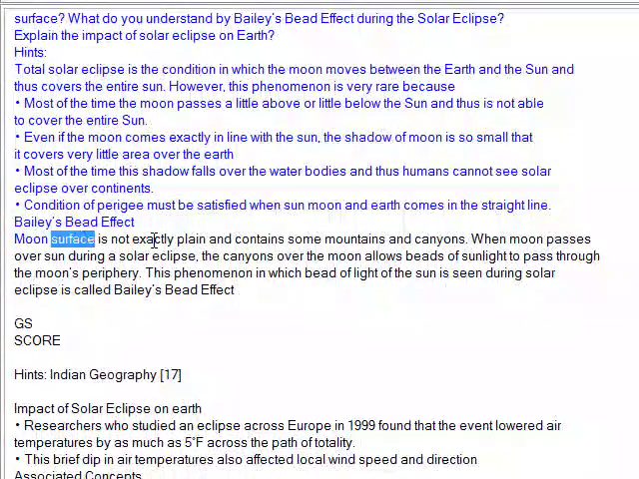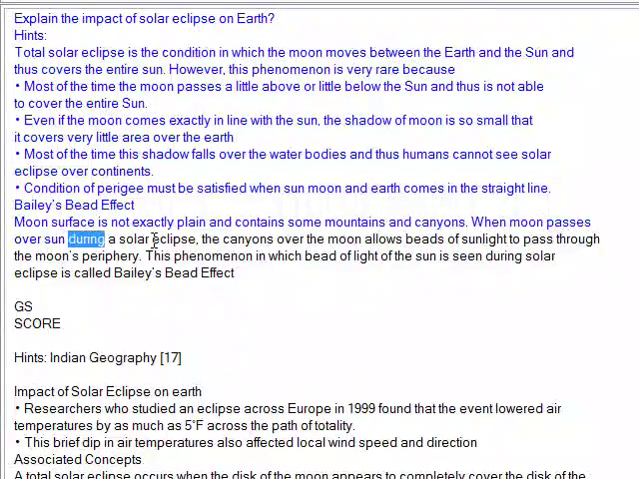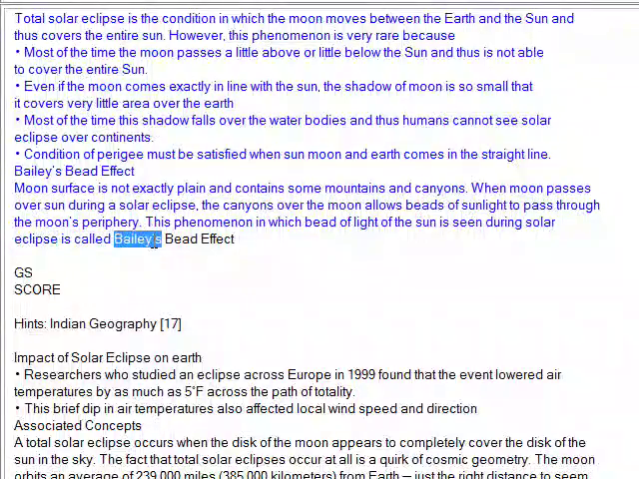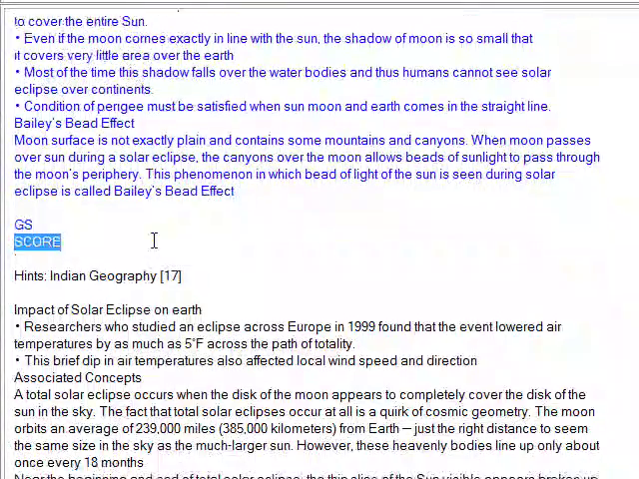Bailey's bead effect. The moon's surface is not exactly plane and contains some mountains and canyons. When the moon passes over the Sun during a solar eclipse, the canyons on the moon allow beams of sunlight to pass through the moon's periphery. This phenomenon in which beads of light of the Sun are seen during a solar eclipse is called Bailey's bead effect.